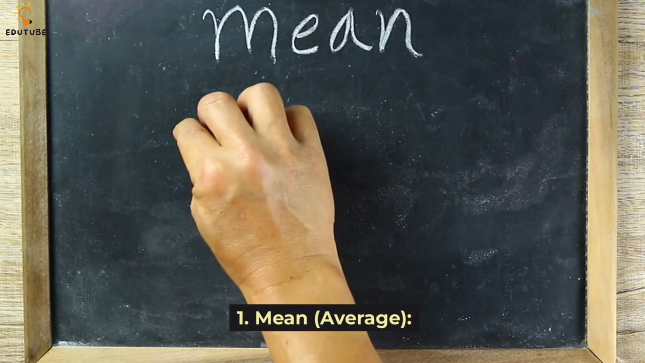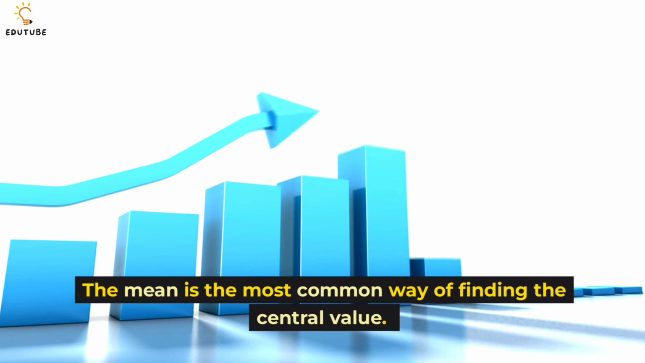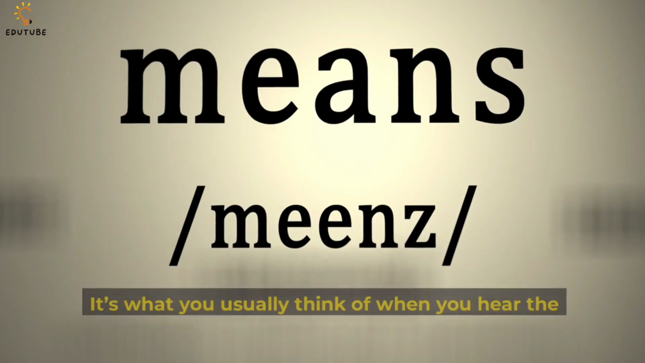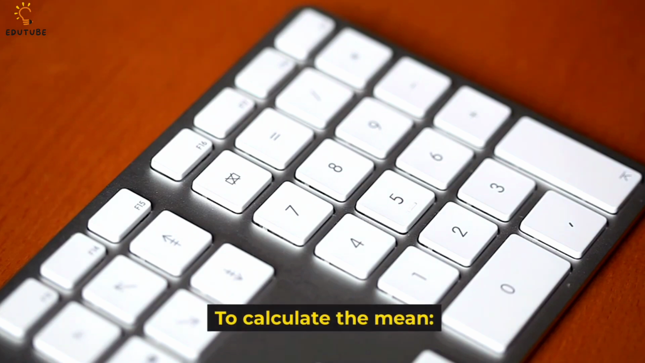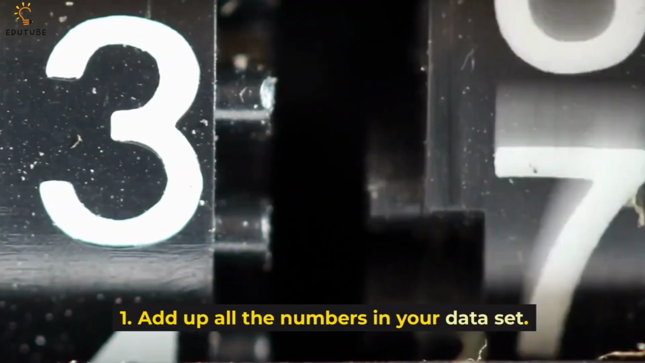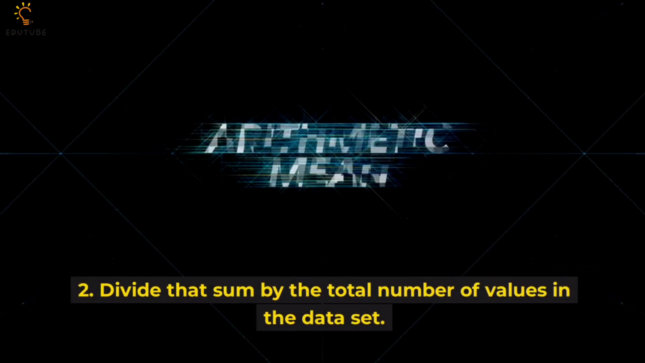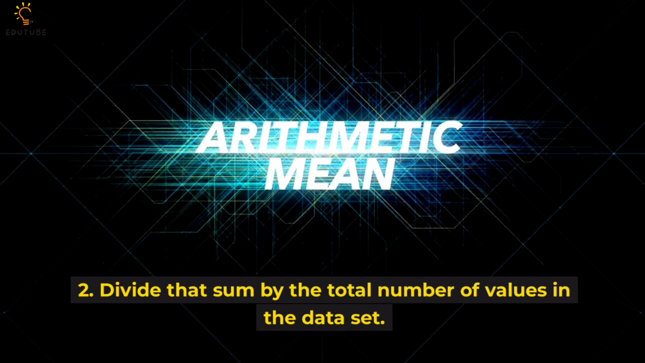1. Mean, or average. The mean is the most common way of finding the central value. It's what you usually think of when you hear the word average. To calculate the mean, 1. Add up all the numbers in your data set. 2. Divide that sum by the total number of values in the data set.